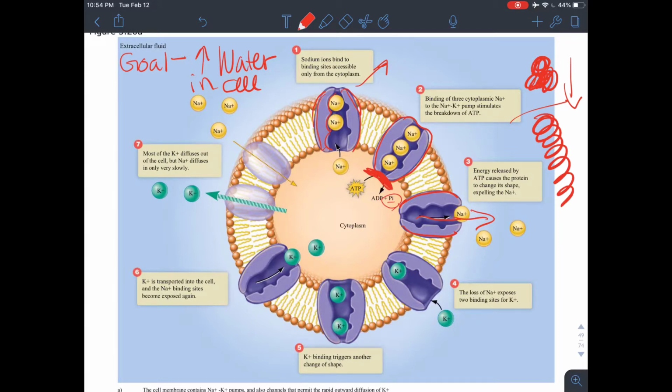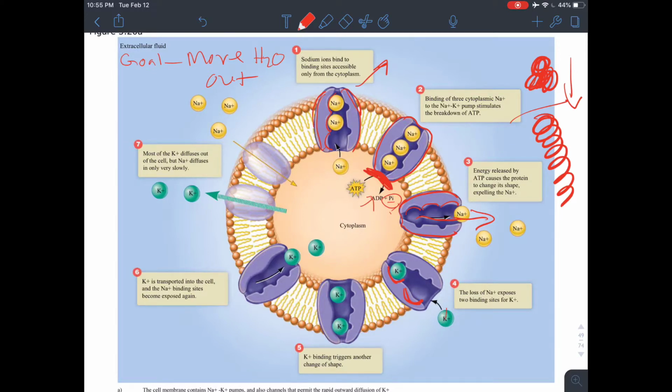Now I'm going to just correct myself here because this picture is backwards from the way I'm used to teaching it. So we're actually looking at the goal is to move water out of the cell in this particular picture. So then once we've cleaved this and this high energy is utilized to change the shape and we release the sodium, now this new configuration, instead of having 3 sodium pockets, it has 2 potassium pockets.